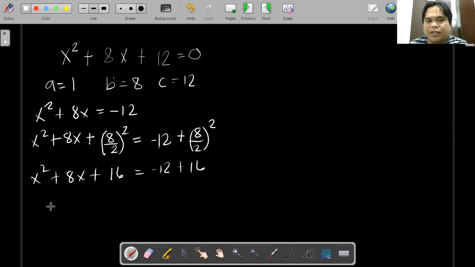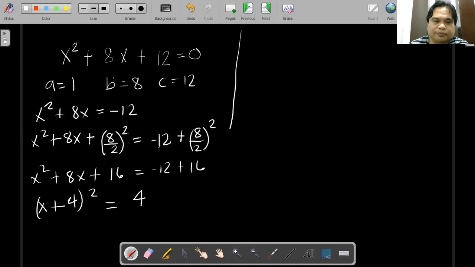If you factor this one, you will get a perfect square. So that's x plus 4 to the power of 2. Automatic. That's it. Negative 12 plus 16, you get 4. Let's just transfer that one here.